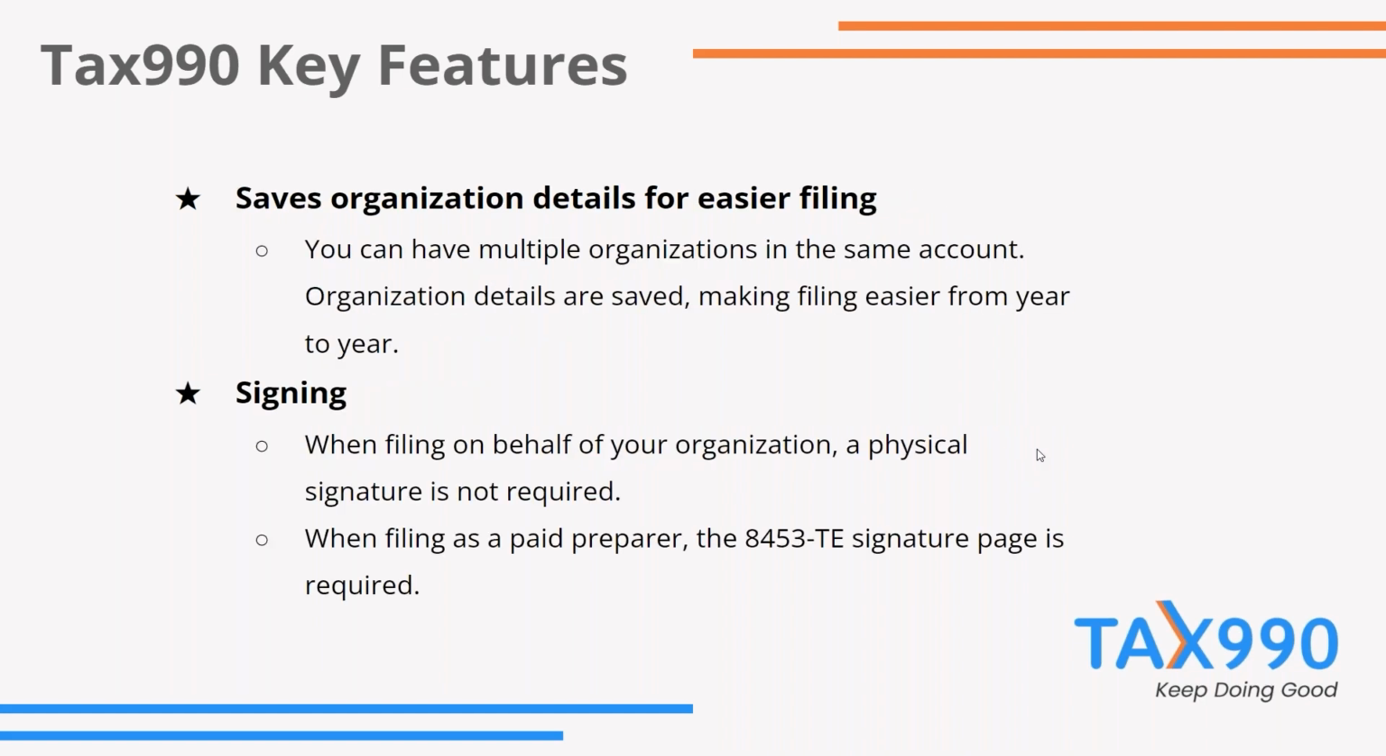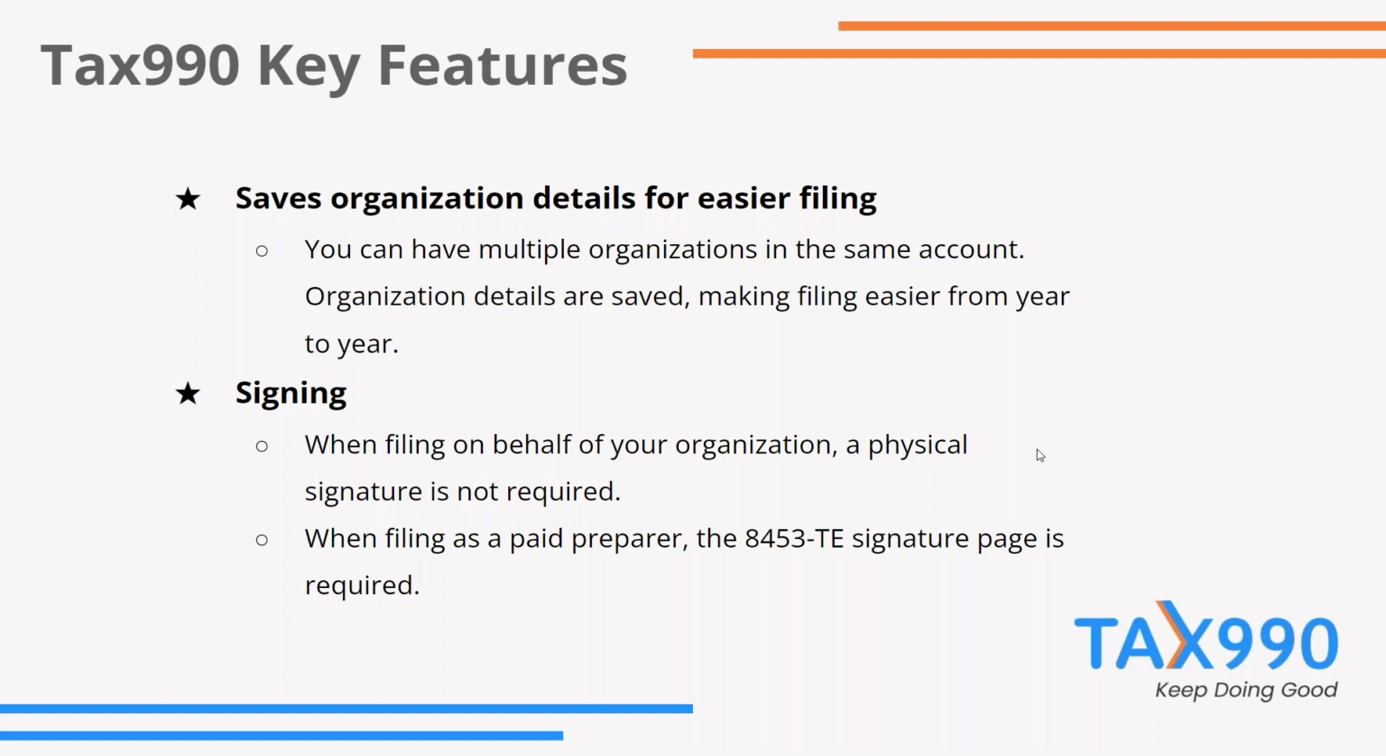Whether you assist in the filing process for multiple organizations or only filing for one organization, you can manage all the details for all the organizations from the same Tax 990 account. So your organization information saves in the account, and when it comes time to file each year, you just choose which organization you're filing for, and the name, EIN, address, and principal officer information will auto-generate.